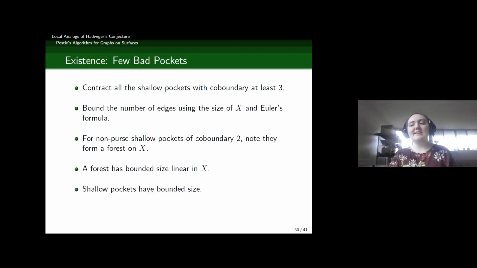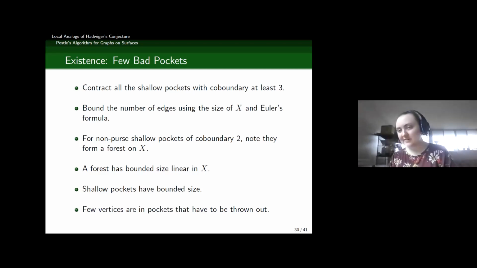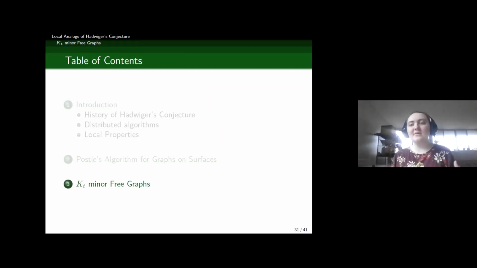So you also have that shallow pockets themselves have a bounded size and the size of their coboundary. Put that all together, you have very few vertices that are in pockets that have to be thrown out. And so you have very few pockets that have to be thrown out. Okay, so that's Postle's algorithm for planar graphs. And now let's move on to how we tweaked it and adapted it to K_t minor free graphs.